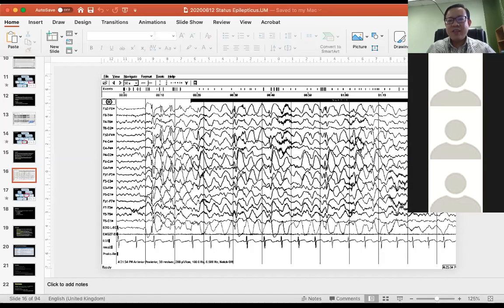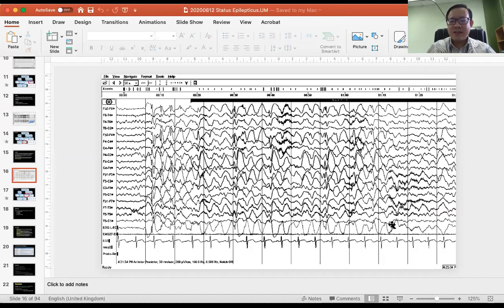The internet connection is not clear. Sorry, just now the connection was disconnected.